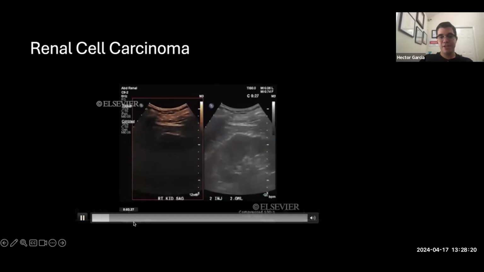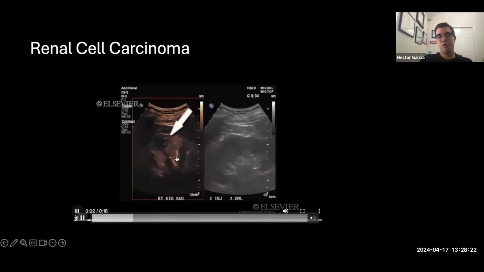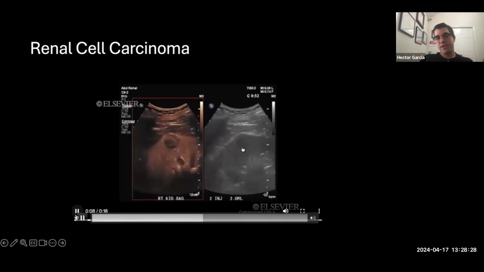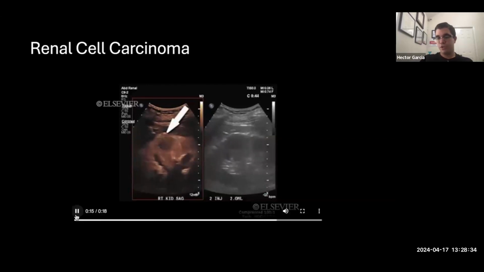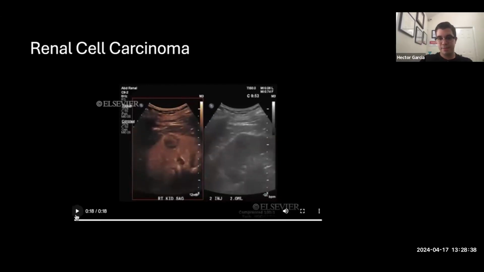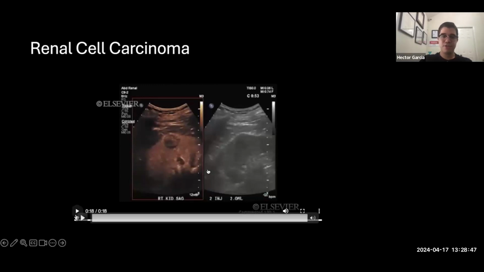And I'm going to play here. This is ultrasound, and we're using microbubbles here, and we can see that this is a mass in the kidney. With the clinical presentation that I said before, that is indicative of renal cell carcinoma. Other associations for renal cell carcinoma would be PTHrP, the PTH-related peptide. We also have ACTH and polycythemia. Those are important associations for exams.